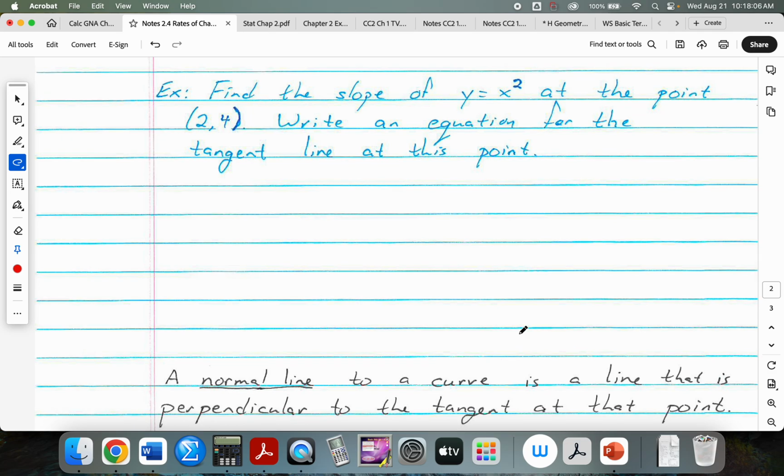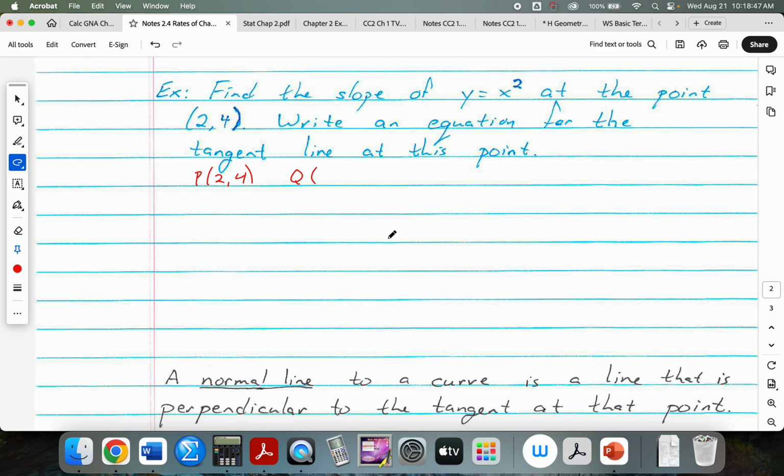So let's do an example of that. Find the slope of y is equal to x squared at the point (2, 4). Write an equation for the tangent line at this point. Okay, so our p-value, if you will, from the general instructions is 2. So our P is at (2, 4). And what we're going to do is our Q value, and there's nothing magic about P and Q, and after a little while you won't even write those letters at all. But our other point, we want it to be nearby.